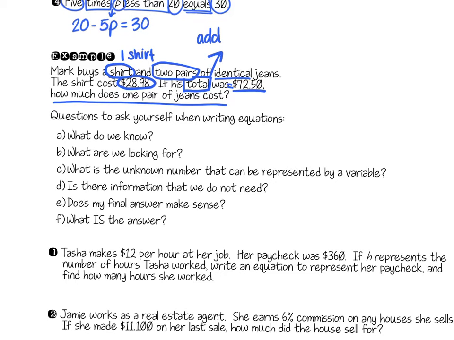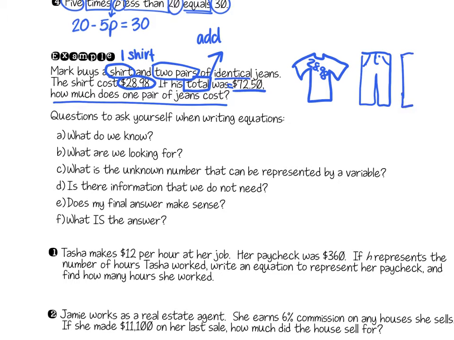First thing you want to think about, okay, what do we know? Well, I know that he had one shirt and that was $28.98, kind of an expensive shirt. And then he had two pair of jeans, and each of those we don't know the cost just yet, so I'm going to write this right here. We also know that the total was $72.50, so I kind of just like to make a note of that down here on the bottom. So that's what we know. What are we looking for? Well, we're looking for the cost of one pair of jeans.